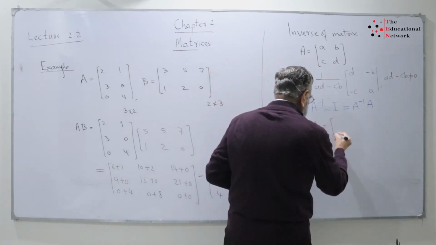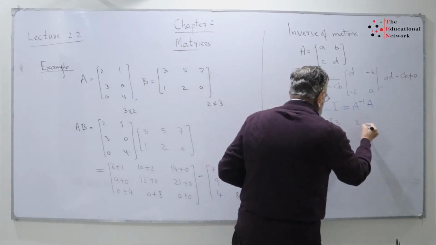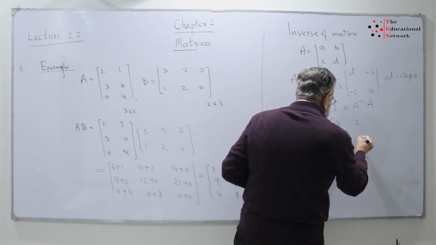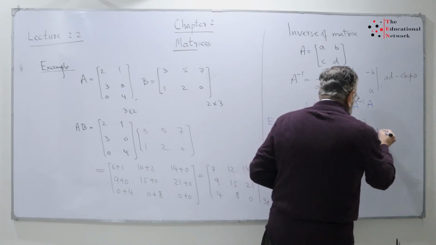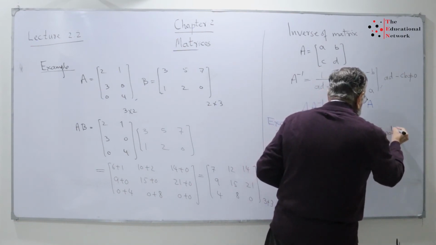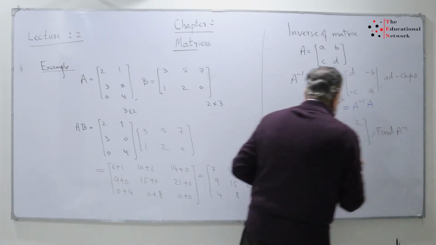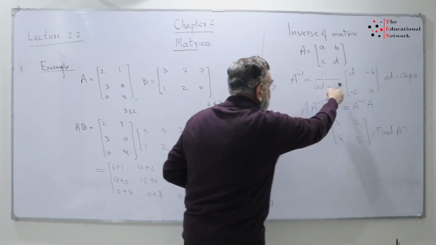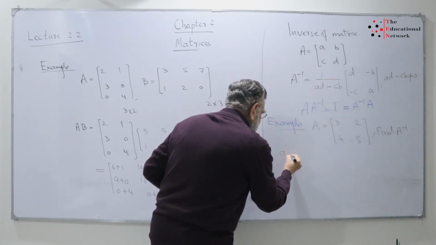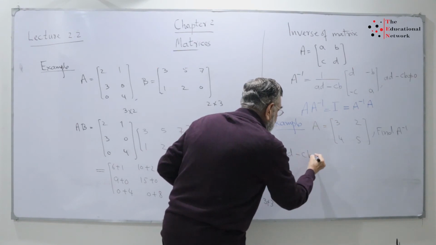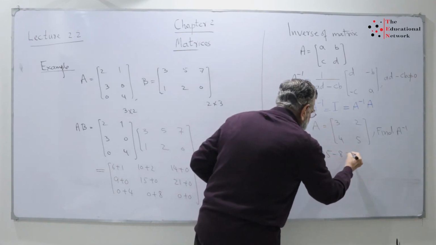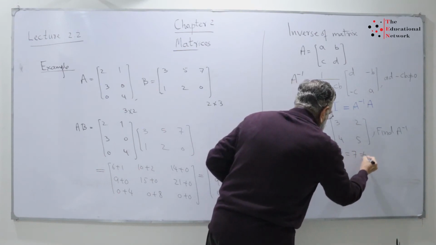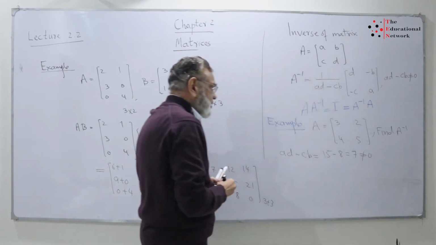So we can just have an example, and I show you with the help of the example, where A is 3, 2, 4, 5. This is my matrix A. I want to find the inverse, A inverse. So I find here ad minus bc. My ad minus cb is equal to 15 minus 8, which is 7, not equal to 0. That means we can find the inverse.